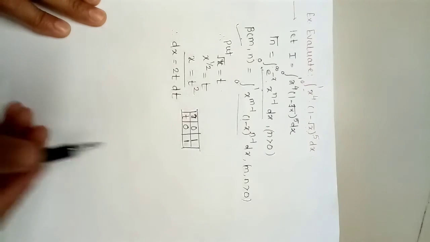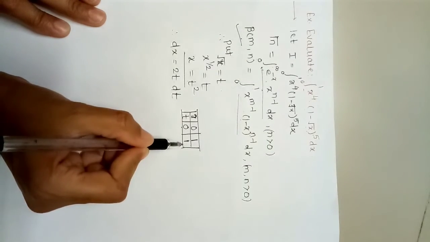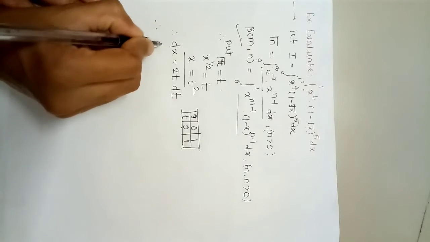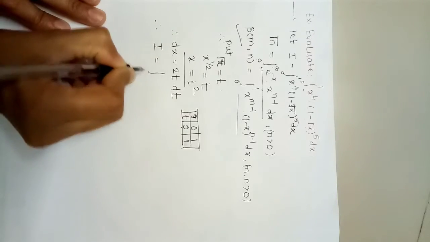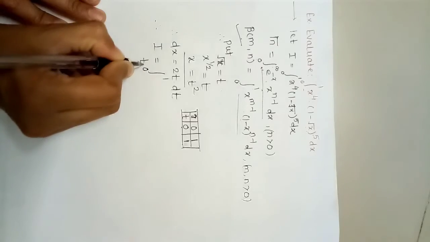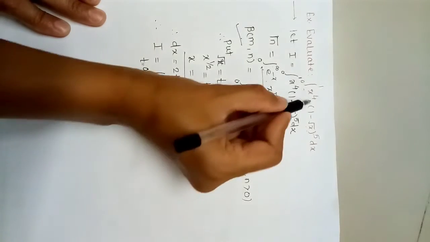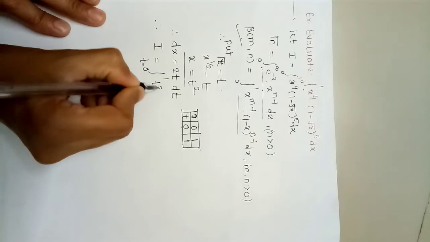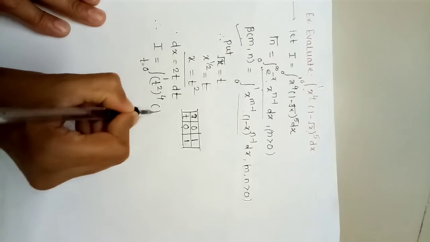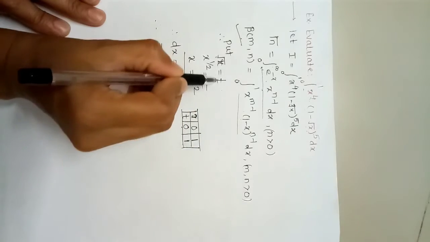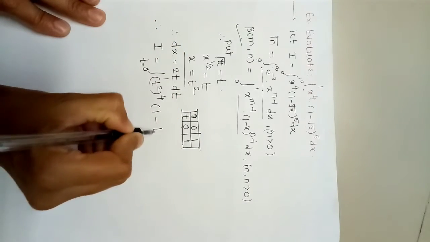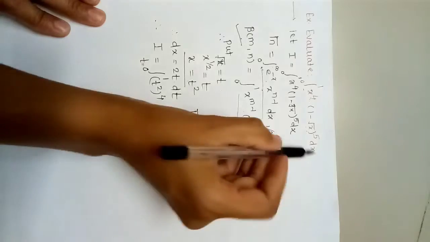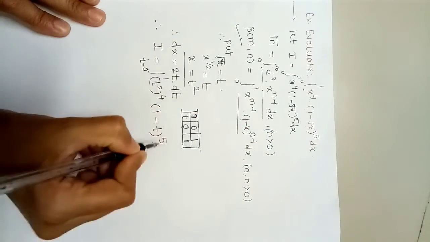Here t varies from 0 to 1, and therefore we can write I is equal to the integration from 0 to 1, that is t varies from 0 to 1, of x raised to 4, where x means t square. Put here t square raised to 4 into 1 minus root x, which means we will put t raised to 5, and dx means 2t dt.